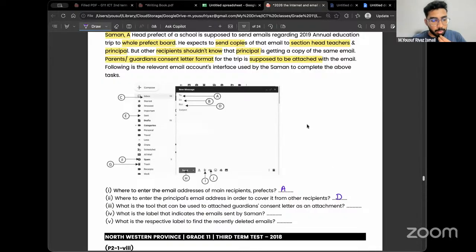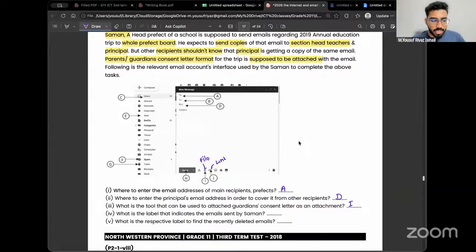What is a tool that can be used to attach the guardian's consent letter as an attachment? Out of the tools given at the bottom, the toolbar, there's a tool which looks like a pin. That's called the attachment tool. Using the attachment tool, you can attach any document, any files, images, photos, PDFs, any type of document. J is used to attach a link. So this is used for links and this is used for files like document, image, PDF, anything. So for that, use the attachment icon, which is the letter I.